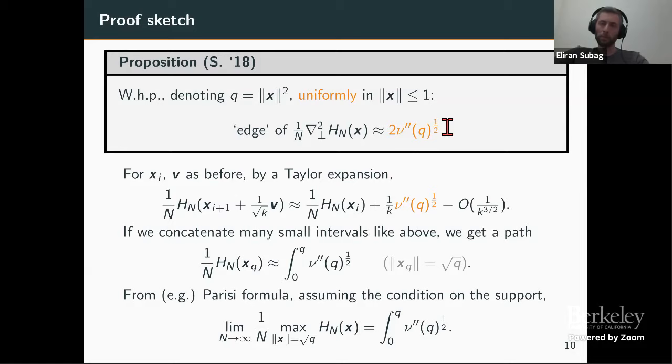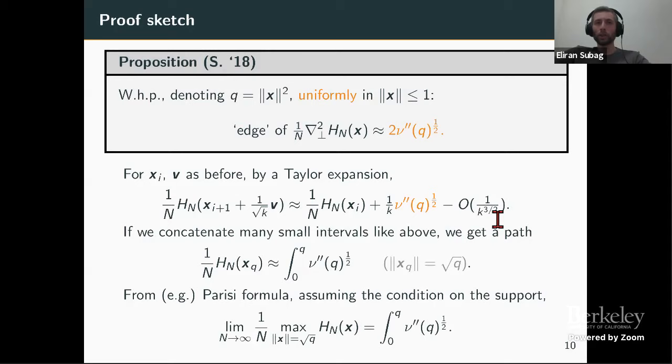And then if I want to understand how the energy evolves at each step, I just Taylor expand. This is the zero order term, the energy at the point I'm at. The first order term will vanish because we're choosing a direction orthogonal to the gradient. The second term is exactly what we get from this proposition. And the third order term, the error term, will be of smaller order in k.